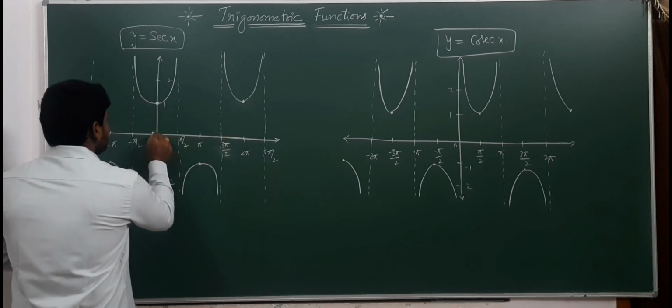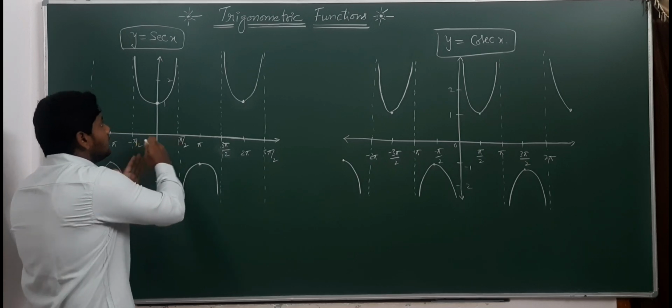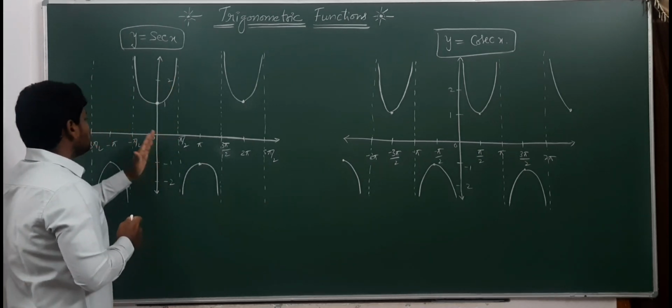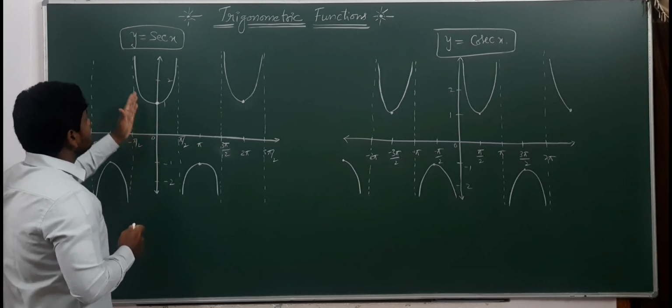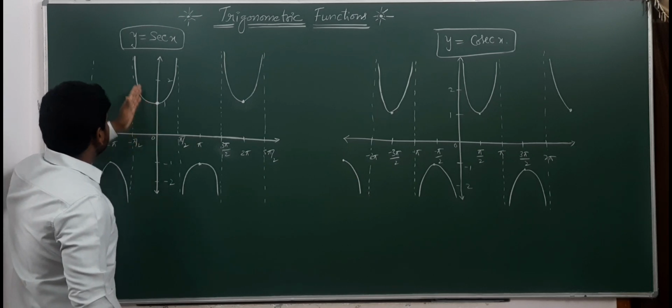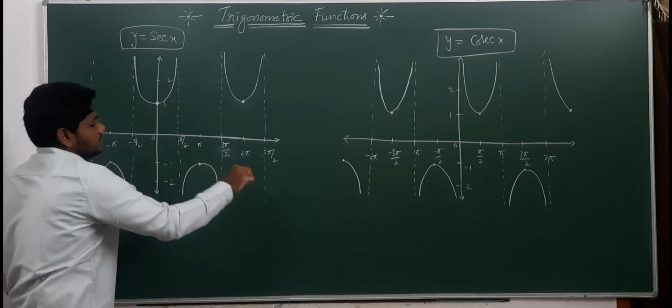After that, if you observe the values of secant from 0 to pi by 2, it will increase. If you observe from 0 to minus pi by 2, the values also will increase, but towards the positive side, right? So if you join all those points, you will get the graph like this.